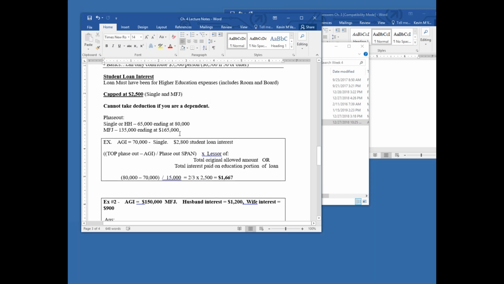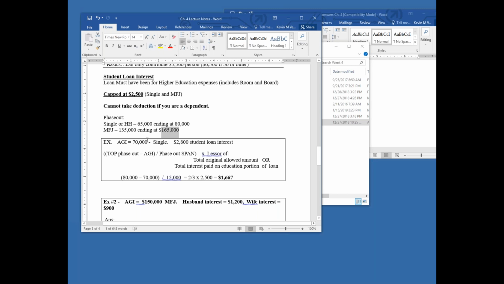Notice there's also a few phase outs. If your income is above $80,000, you cannot take any deduction if you're single or head of household. It's just over double that for married filing joint. If it's over $165,000, your AGI, then you can't take a deduction. If it's in between this, then you can only take a portion. If it's below the first numbers, then you get to take all of it. What happens though if it's in between?